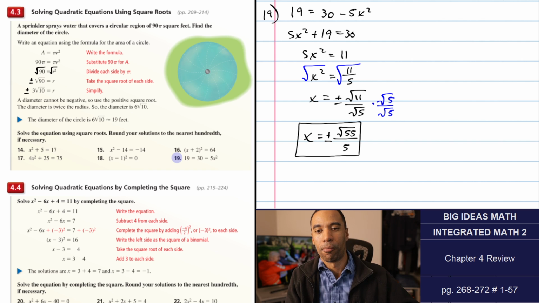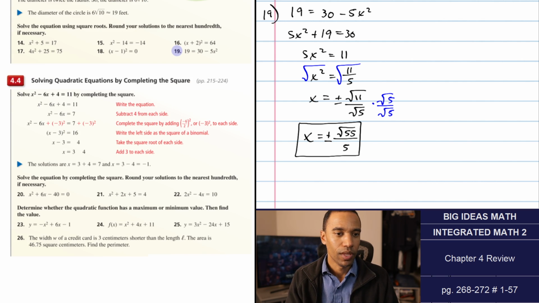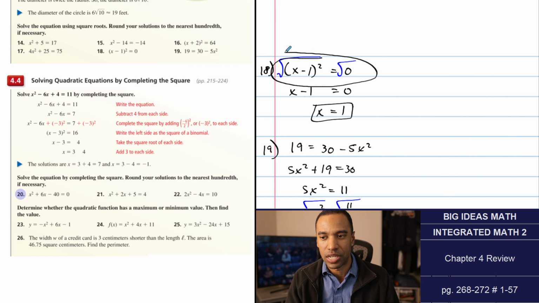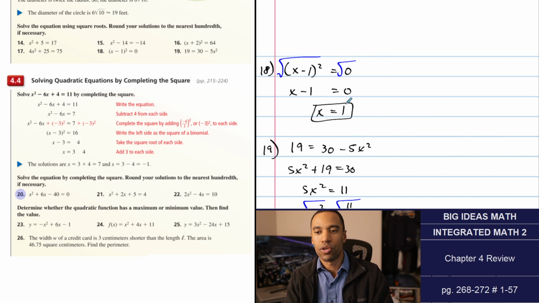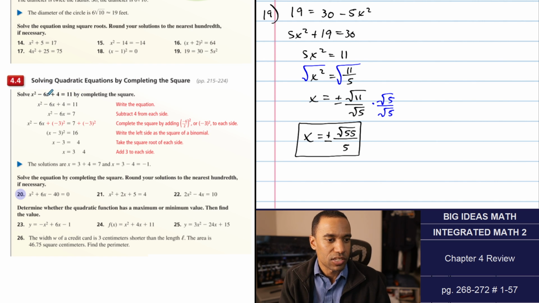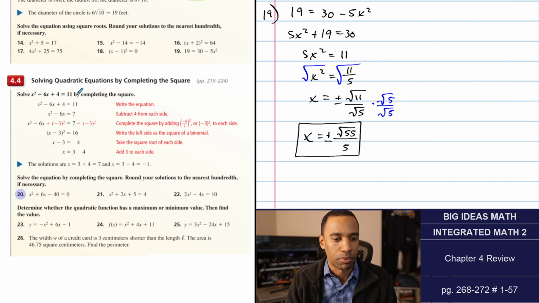Okay, section 4.4. In section 4.4, we are going to be solving by completing the square. Now, completing the square gets you to basically this stage right here where you take the square root of both sides, that kind of stuff. You'll actually see it in the example that they give. Let's take a look. Solve x squared minus 6x plus 4 equals 11 by completing the square.